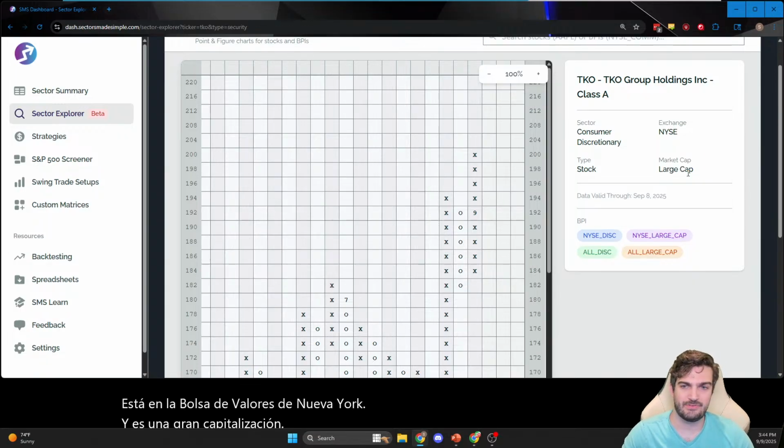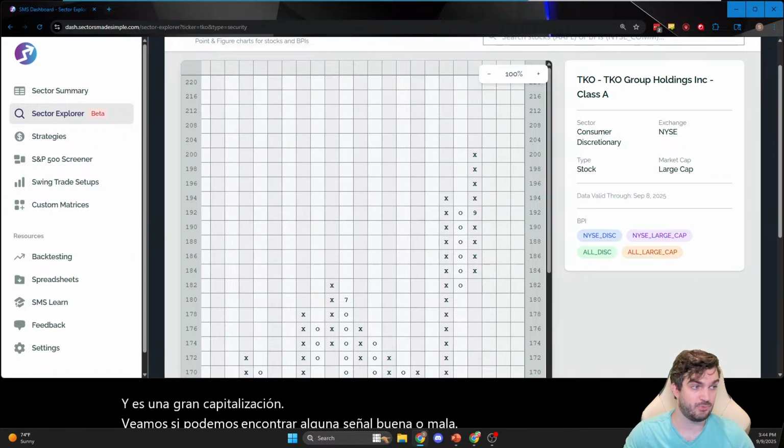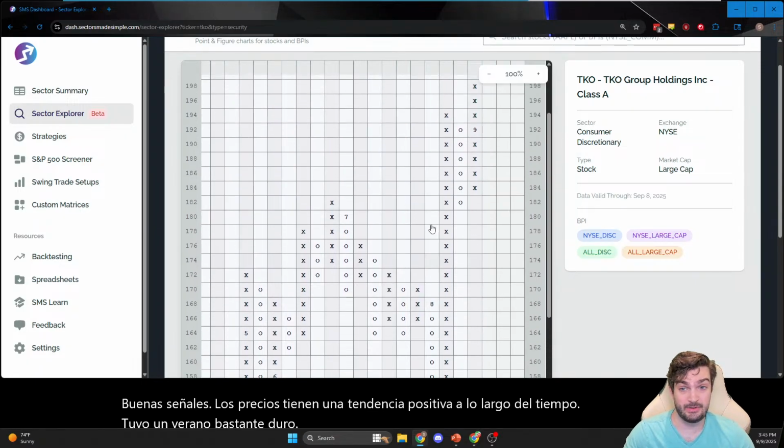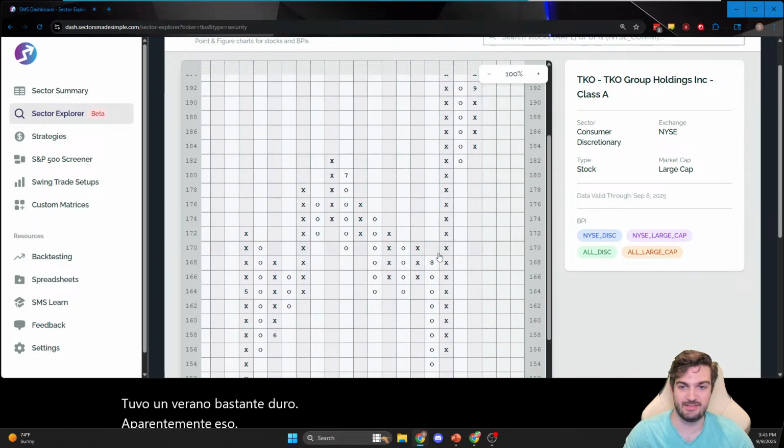Let's look to see if we can find any good signs or bad signs. Good signs. Price is trending positively over time. It had a fairly rough summer, but apparently it decided that August was its time. And we saw it go on a breakout on August 10th, right here.